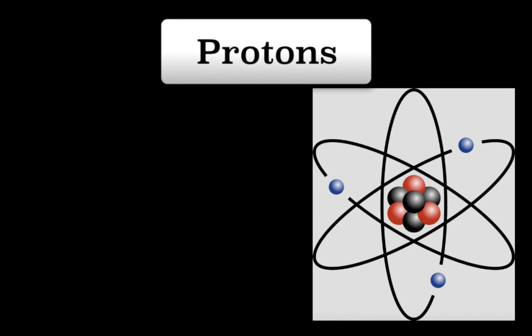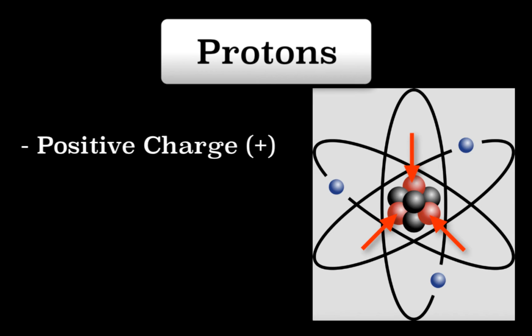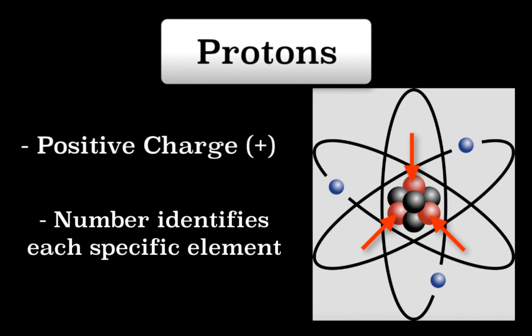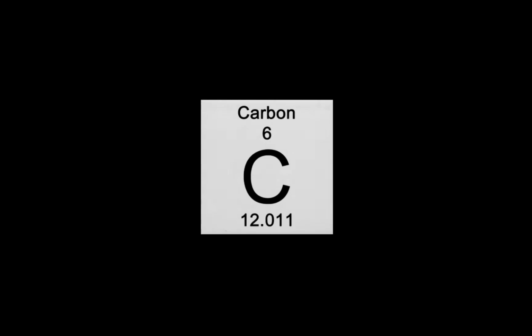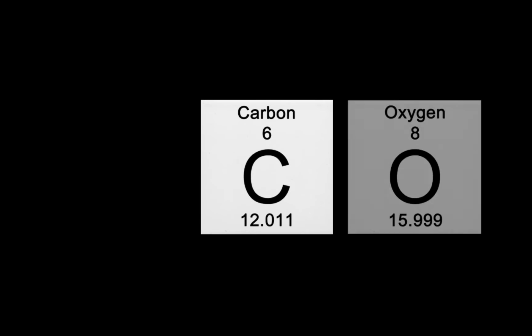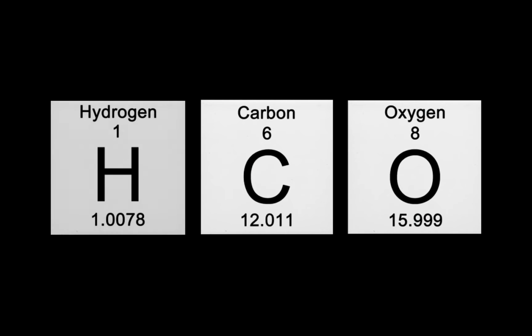Protons, which are represented by red circles in this diagram, are designated as having a positive charge. Besides being assigned a positive charge, protons also serve a very important role in identifying chemical elements. If you change the number of protons in an atom, you change the chemical properties of that atom, because then it becomes a different element. Carbon atoms will always have 6 protons, oxygen atoms will always have 8, hydrogen will always have 1, and so on and so forth.